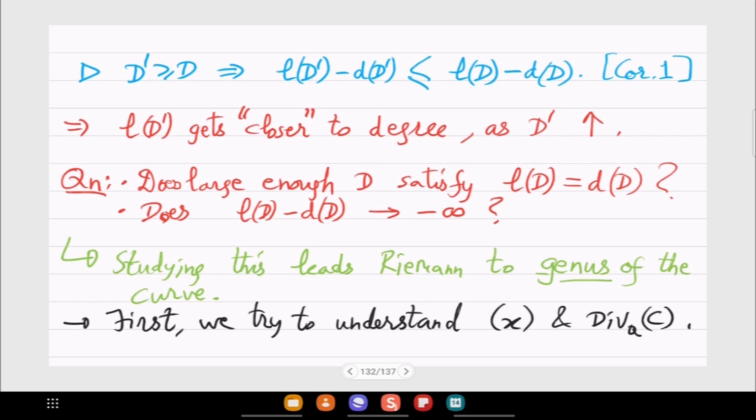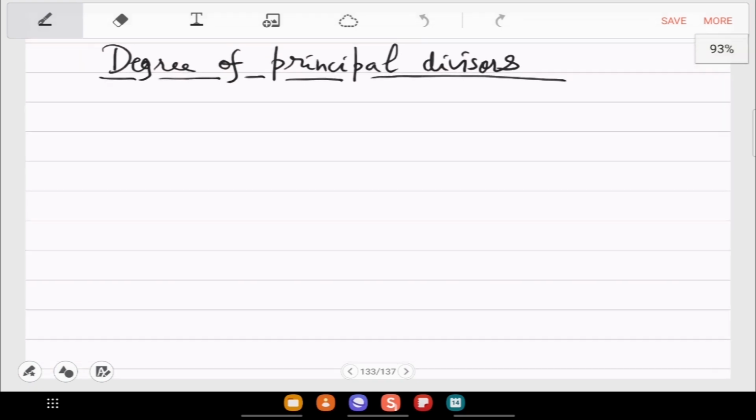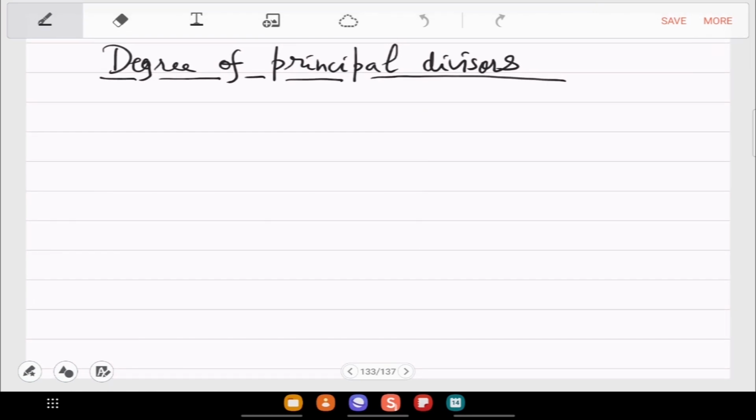Yeah, any quick questions? Okay, so we'll prove some technical results which are quite important to move to Riemann's proof for genus, in fact Riemann's invention of genus even. So we first try to understand how many zeros or poles a function can have. Okay, so, degree of principal divisors. Let's define that.